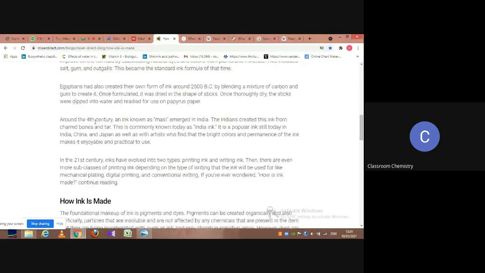In India, you can say that around the 4th century, an ink known as Masi emerged. The Indians created this ink from charred bones and tar. ठीक आहे, तर हाडापासून आणि जे कोळसा आहे याच्यापासून हे इंक बनवलेलं आहे आणि त्याचं नाव होतं मसी. And this is commonly known today as India ink. It is a popular ink still today in India, China, Japan, as well as with artists who find that the bright colors and performance of the ink make it enjoyable and practical to use. So this is the quality of the India ink.